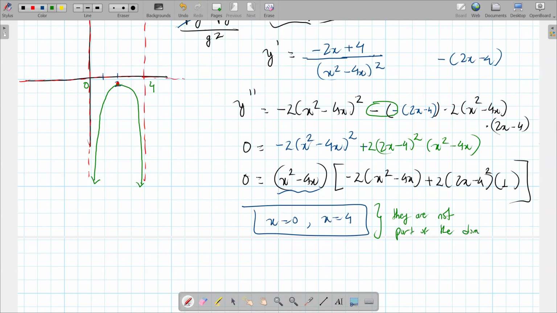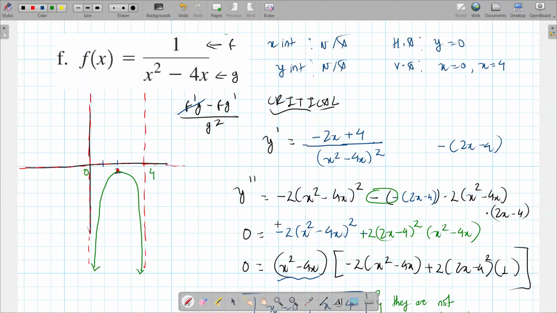So they are actually not points of inflection. That's the bottom line. Although we found them by setting the second derivative equal to 0, they are not points of inflection. So we don't have any points of inflection to work with for this specific question.